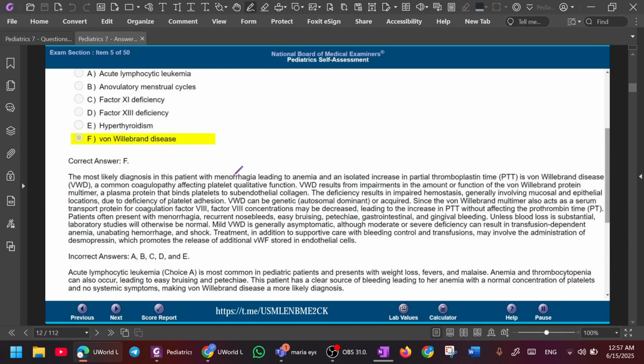Patients often present with menorrhagia, recurrent nosebleeds, easy bruising, petechiae, GI, and gingival bleeding. Unless blood loss is substantial, lab studies will otherwise be normal. Mild von Willebrand disease is generally asymptomatic, although moderate or severe deficiency can result in transfusion-dependent anemia, hemorrhage, and shock. Treatment, in addition to supportive care with bleeding control and transfusion, may involve administration of desmopressin, which promotes the release of von Willebrand factor stored in endothelial cells.